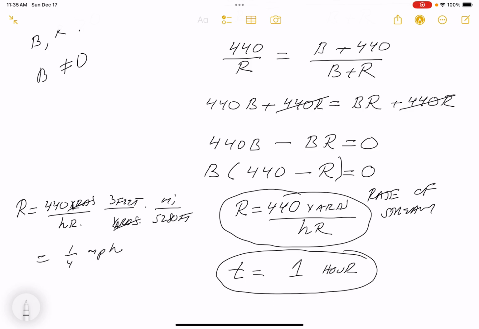All right, that's the rate of the river. Okay, that's done. I think they asked for 2 things. The rate of the river, we got that. And they asked for the total time, which is 1 hour. We're done. Thank you.